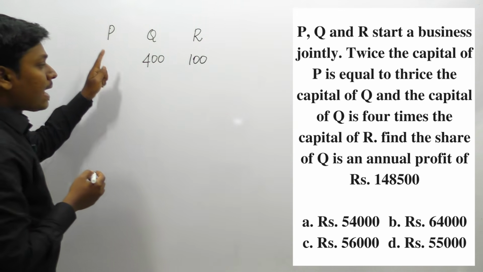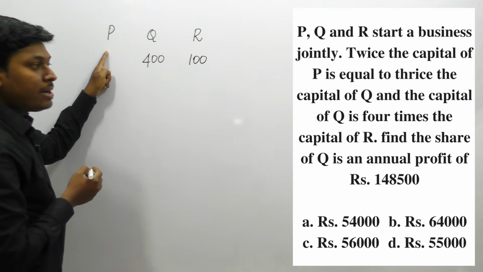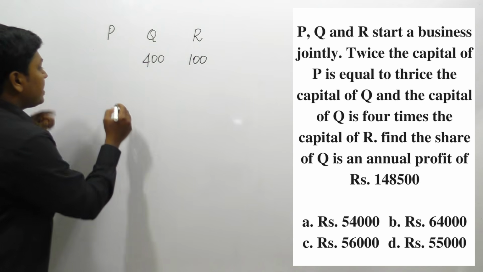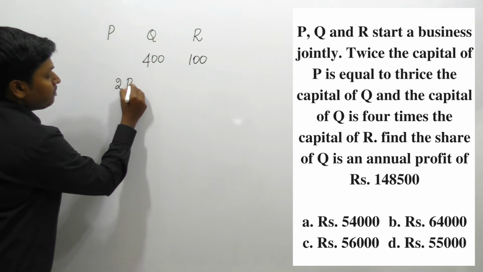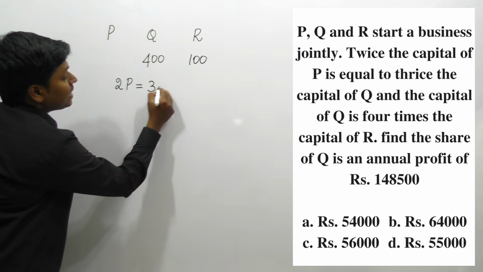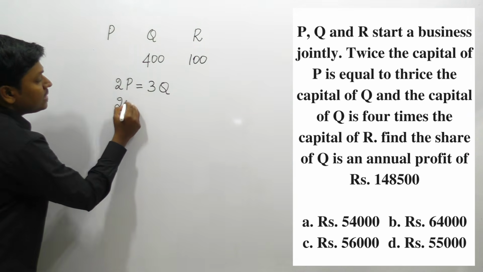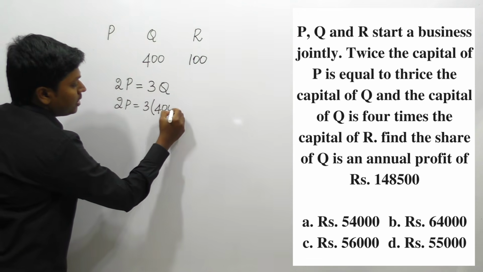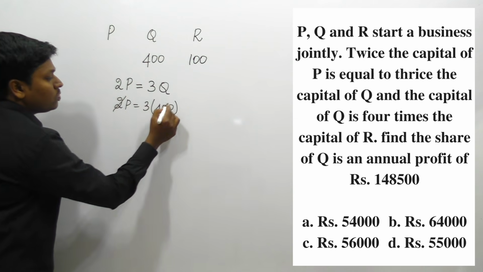Then twice the capital of P is equal to thrice the capital of Q. So we can say that 2P is equal to 3 into, we know that Q will be 400. So this will be, we can cancel the 2, 200.